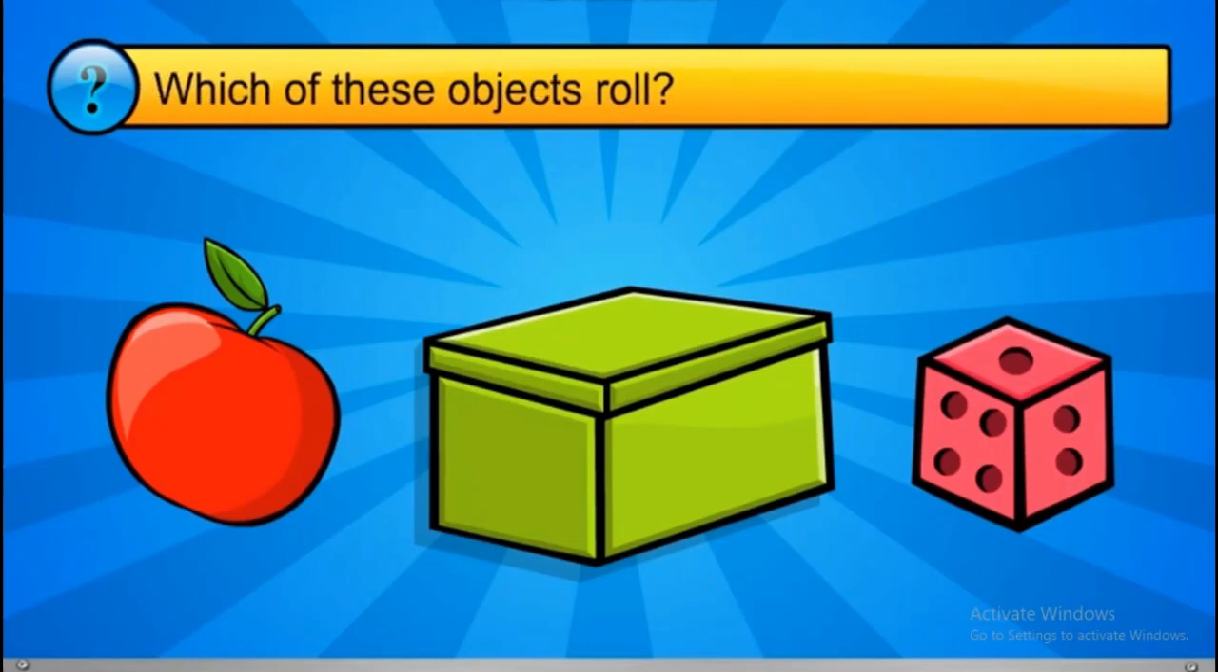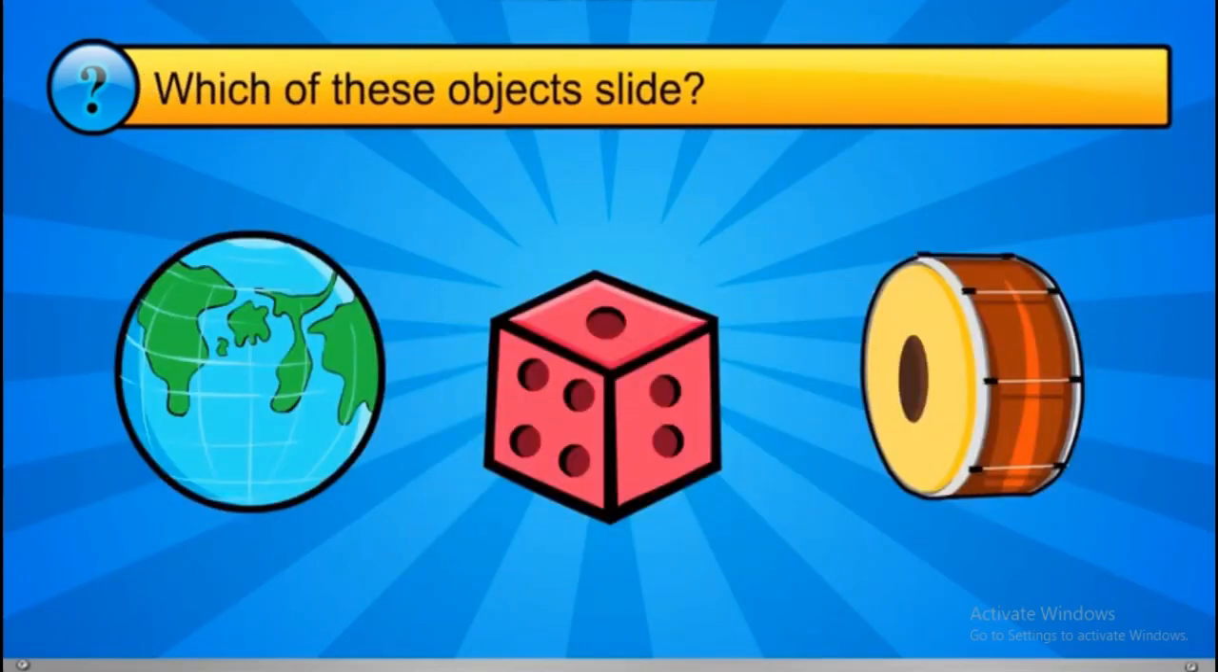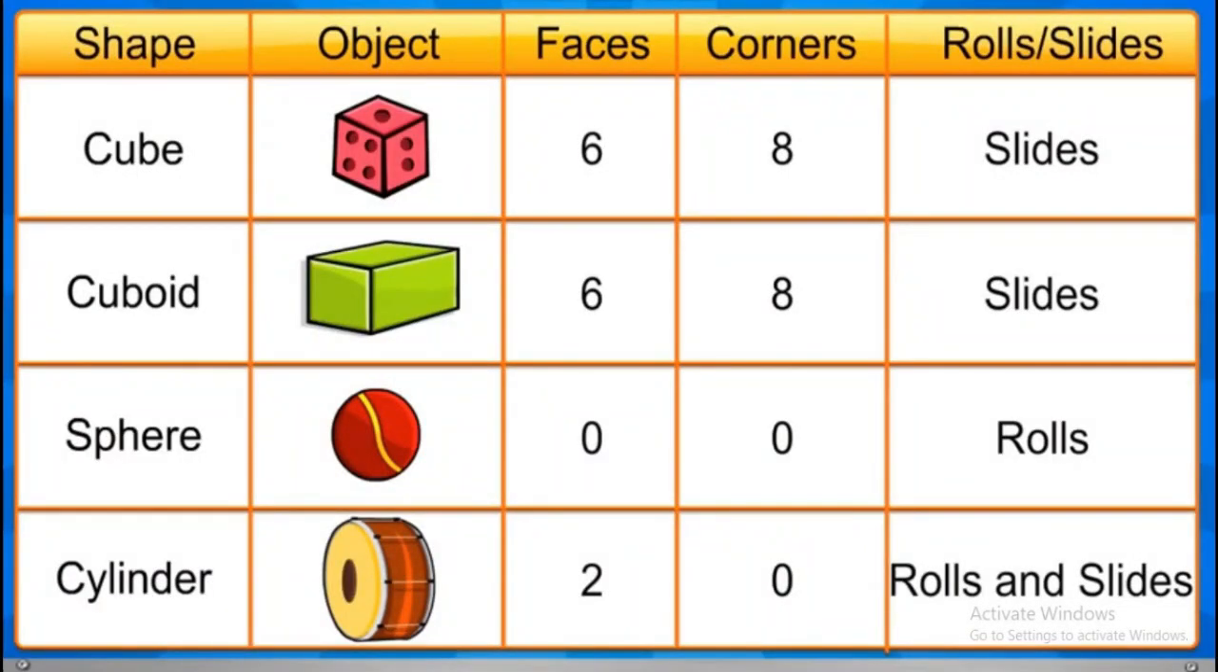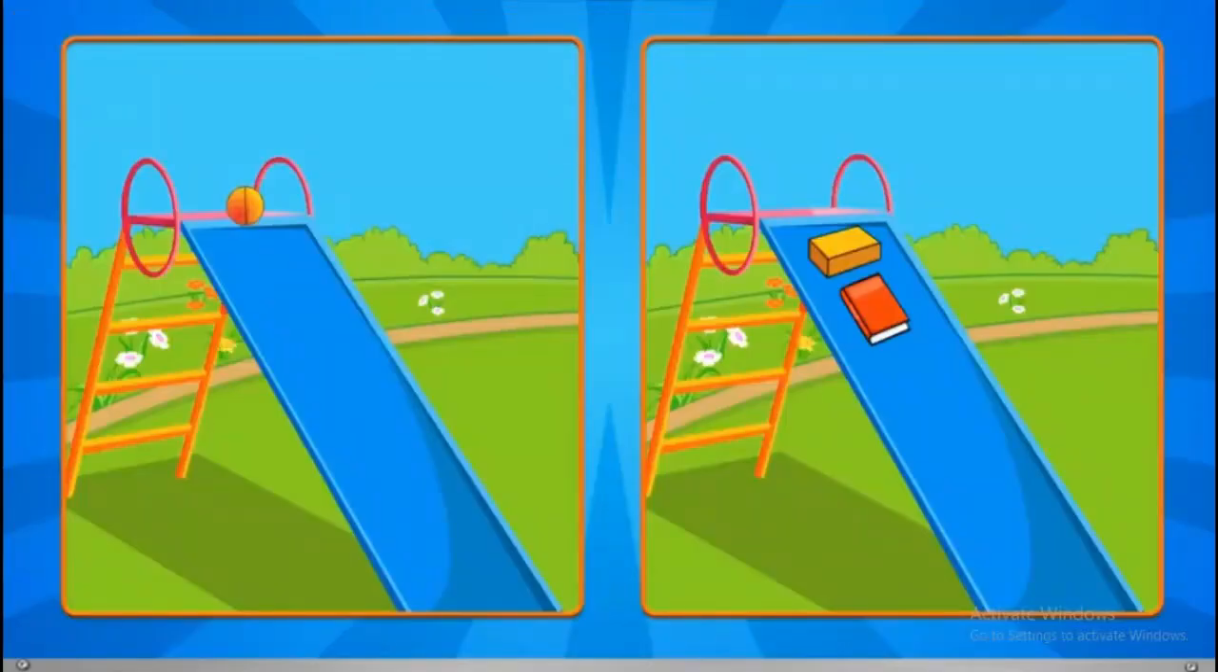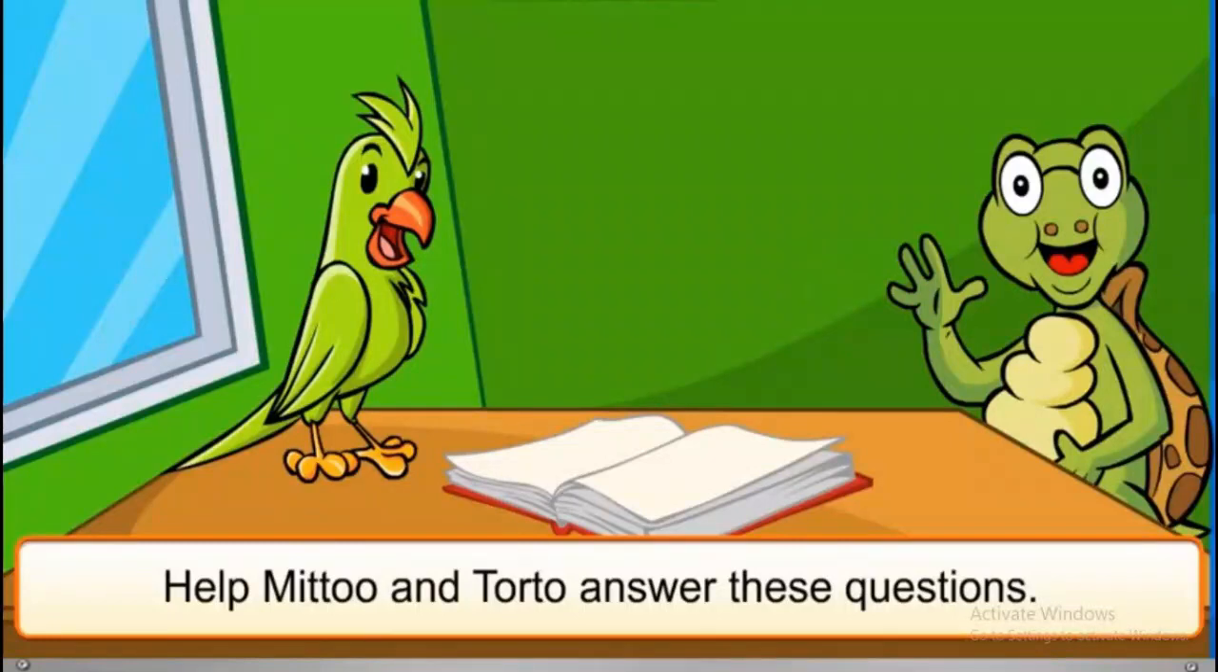Which of these objects roll? Which of these objects slide? Now let's see if we can look at all these together. We can now say that rounded objects roll and flat-sided objects slide. Help Mittu and Torto answer these questions.